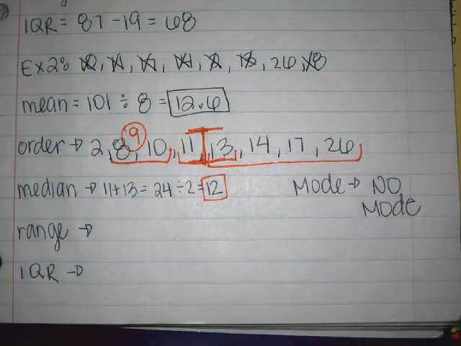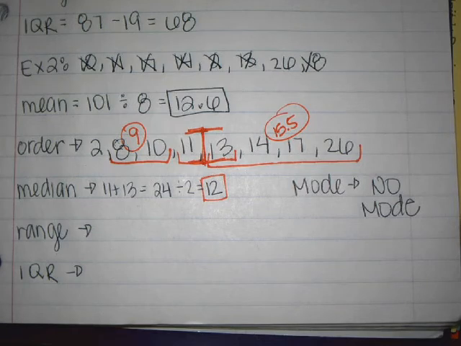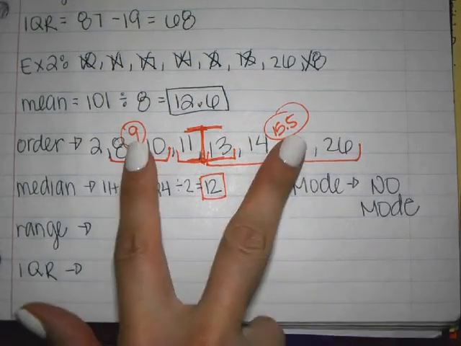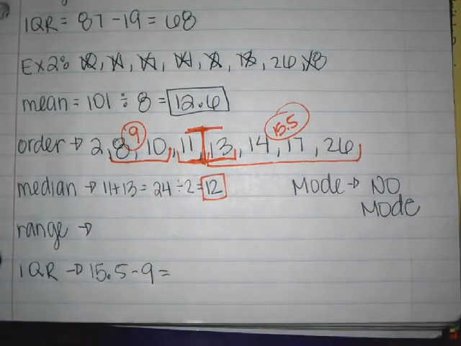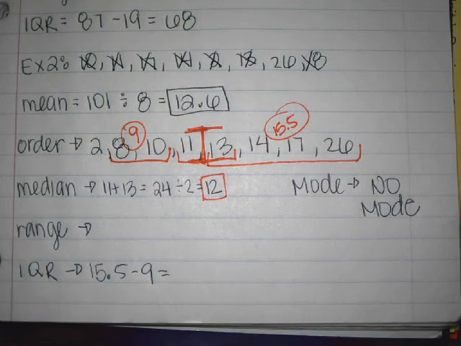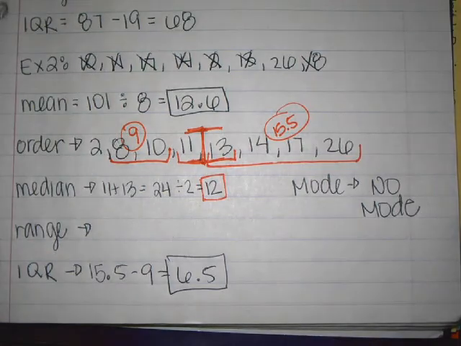What do you get? 31. Then what do you have to do? And what do we get? So do you see why we have to know how to add those two numbers and divide by 2, everyone? Is that understood? How do we find the IQR now? 15.5 minus 9. Hold on. What do we get? You should get 6.5 as your interquartile range. Does that make sense? Yeah.